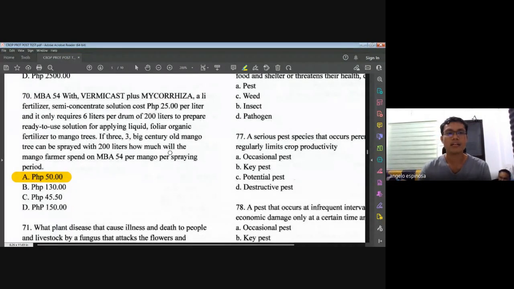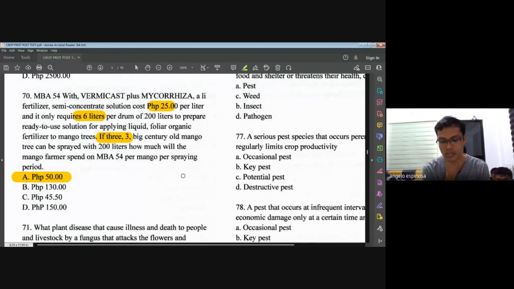Okay, next. We have number 70. We have given cost of MBA 54 is equals, just the given, ha? 25 pesos per liter. Okay, so the required MBA 54 per drum is equals to 6 liter. As you can see here, we have 25 per liter and 6 liters per drum. Okay, and then we have number of mango 3. Number of mango 3 is 3. Ang tanong. Okay? So that's the given.